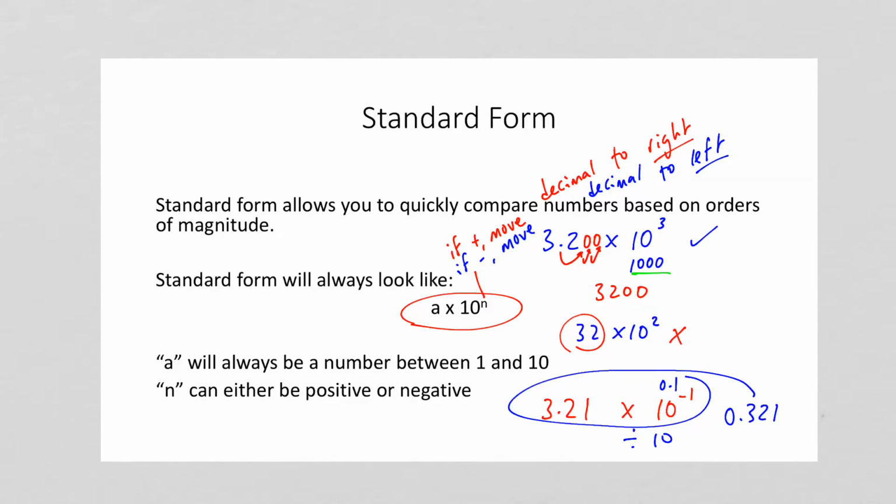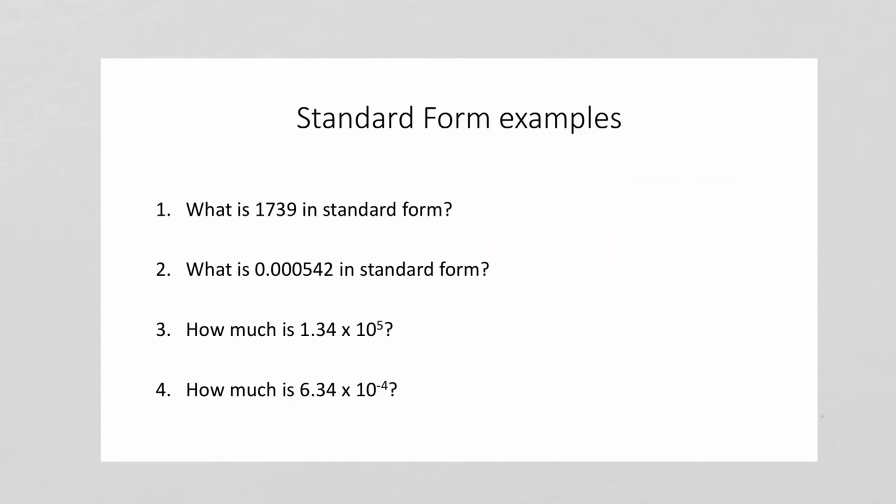Let's have a look at a few examples. This is one of those things where if you practice it, it becomes really simple. So what is 1,739 in standard form? We need to remember that we want a times 10 to the n. That a needs to be a number bigger than 1 and less than 10. So the number that we will pick here that's bigger than 1 and less than 10 is 1.739. That is our a value. Now we need our 10 to the power n. We move the decimal place 3 times, so it's going to be 10 to the power 3.